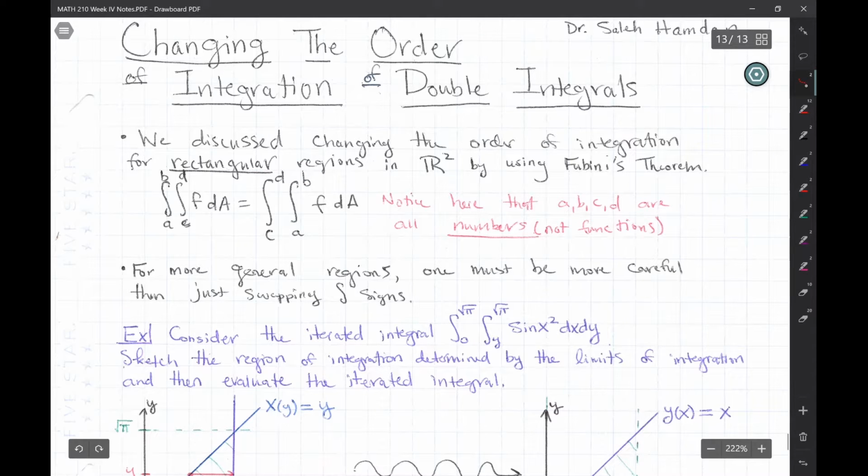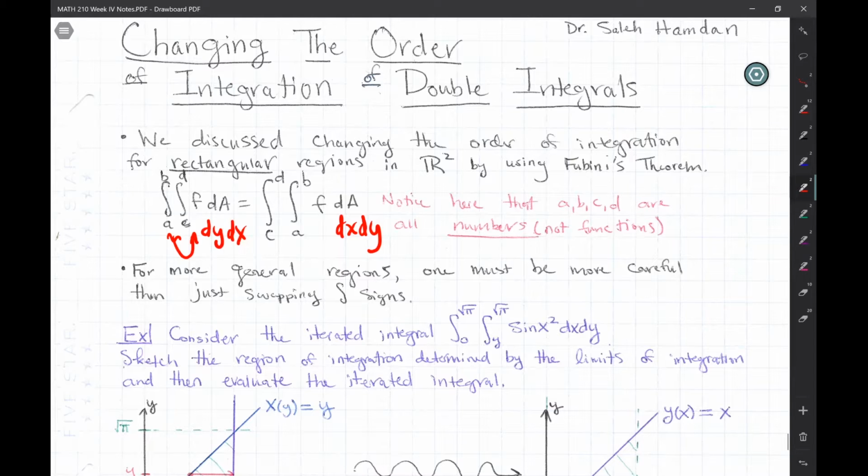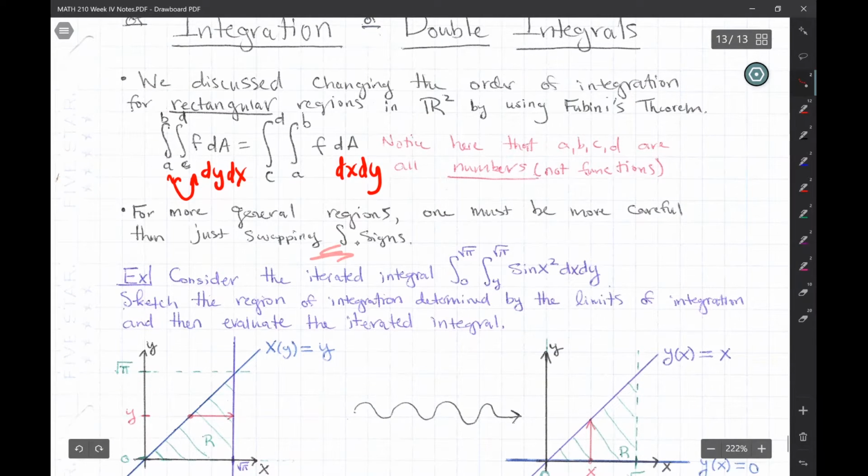So if this was dy dx, then you could just switch it to dx dy, and you see that these were then switched, and we could do that very easily. We've also discussed an example where switching it wasn't so simple, and in general it's not. Okay, we've got to be careful. It's not merely about taking these signs and just switching them. You would get absurdities if you do that, or definitely not what you want.